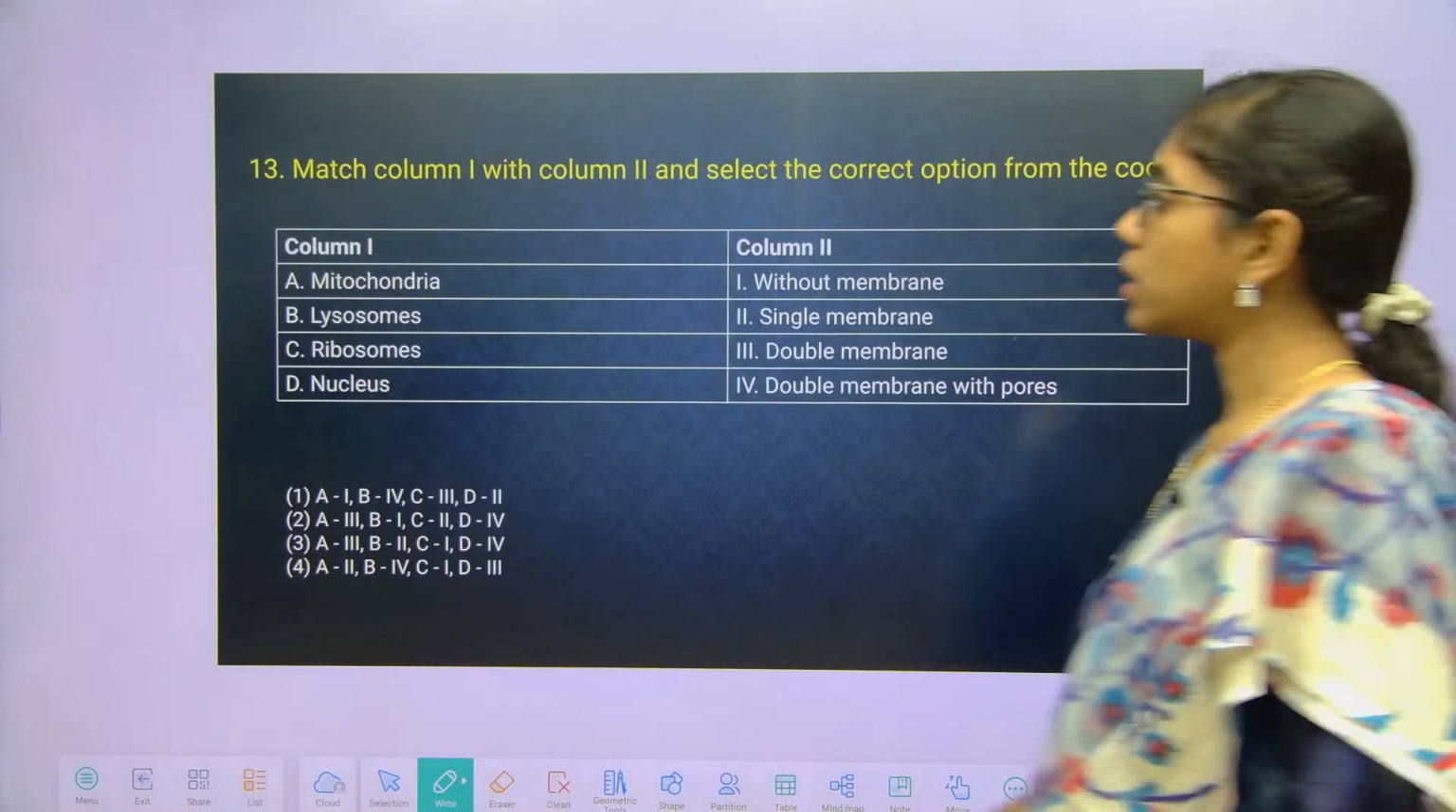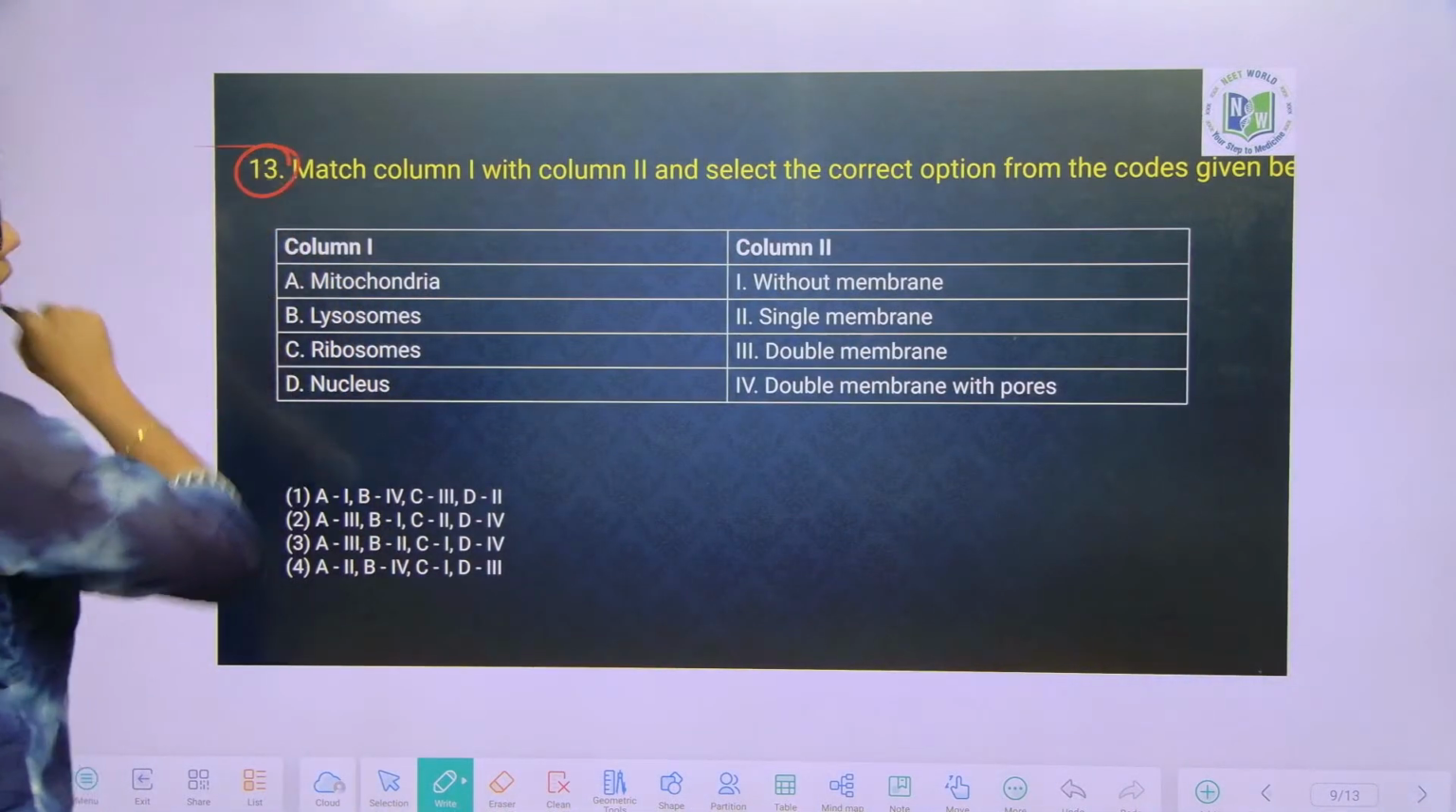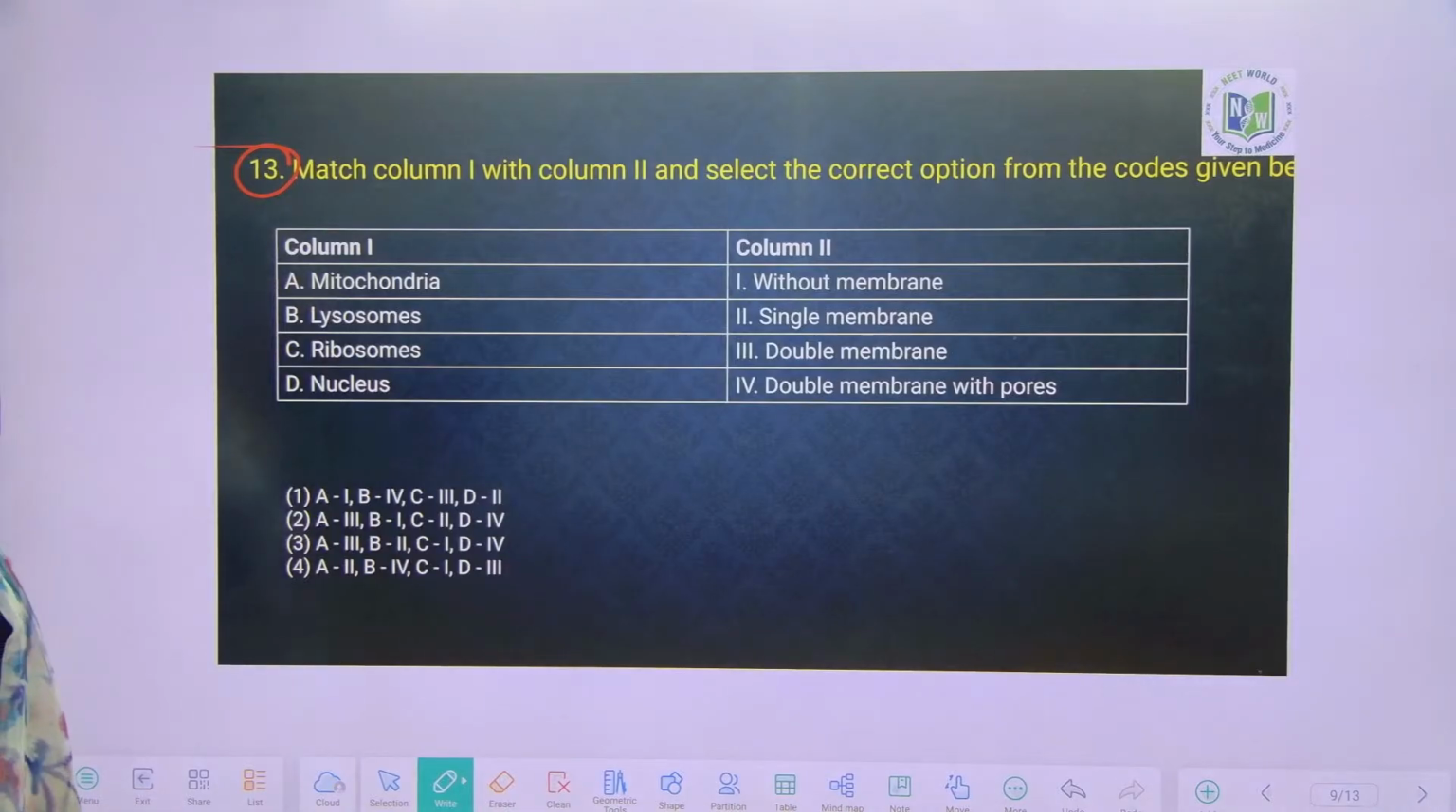Here we go with the next question, which includes match the following type and the membrane type.